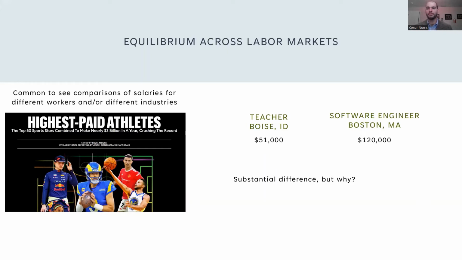Well, we think if a lot of people did this, we would see the wages offered to entice teachers to stay in Boise, Idaho, slowly start to increase.